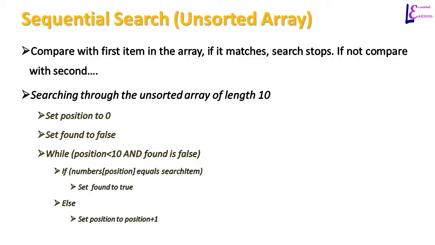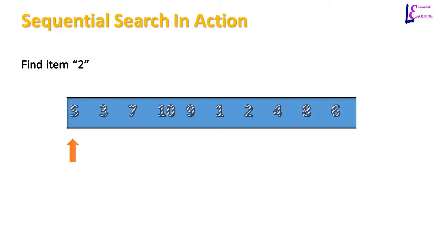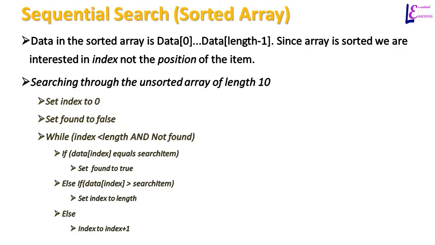Each position is visited. If item at any position equals search item, found is set to true, else we move to next position in the array by updating the variable position by 1. This example demonstrates searching for element 2 in given unsorted array.